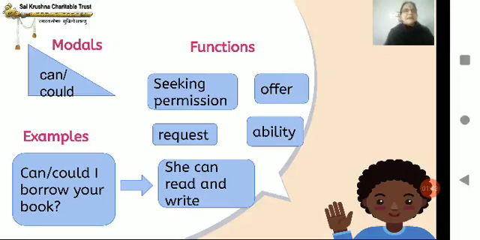Examples. Can I or could I borrow your book? The next example is, she can read and write. In the first, you're asking a question. Can I borrow your book? Can I buy this dress? Could I help you? When you ask these questions, you can get answers also in sentence form. She can read and write. She can help herself. He can walk down the stairs. All these are examples of the modals can and could, whose functions are seeking permission, a request, an offer, or an ability.